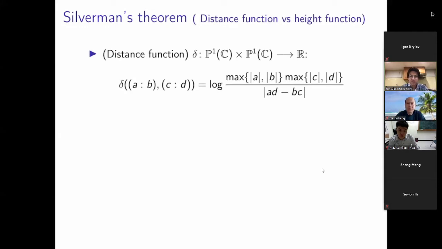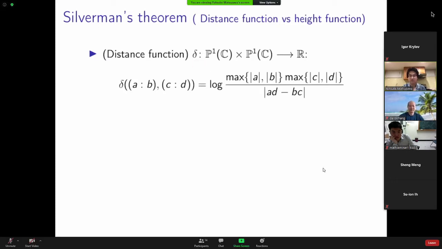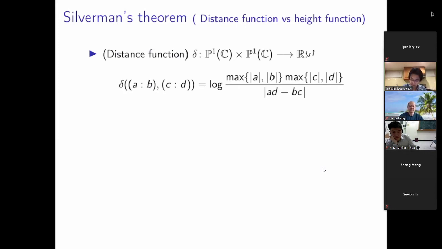In order to state Silverman's second theorem, we have to introduce some notions: the so-called distance function and height function. Maybe some of you are very familiar with height functions, but let me recall what a height function is. First, the distance function. This is a more local one. Delta is a map from P^1 cross P^1 to R. Strictly speaking, we actually allow the value infinity.